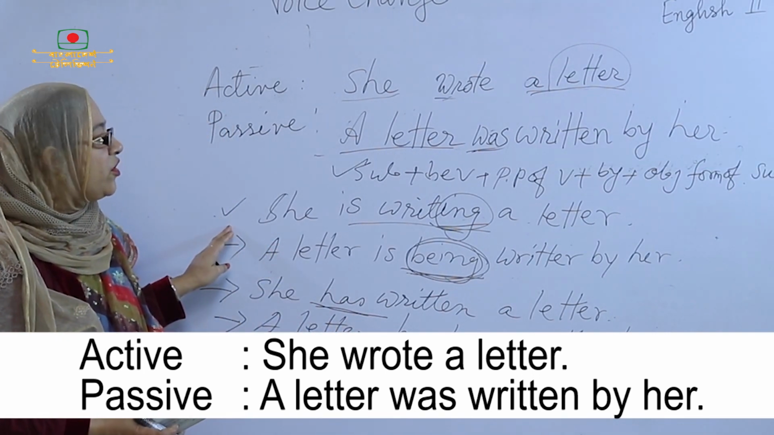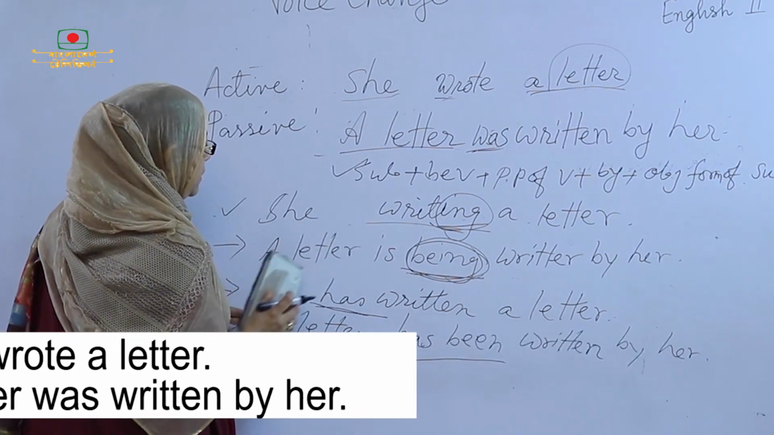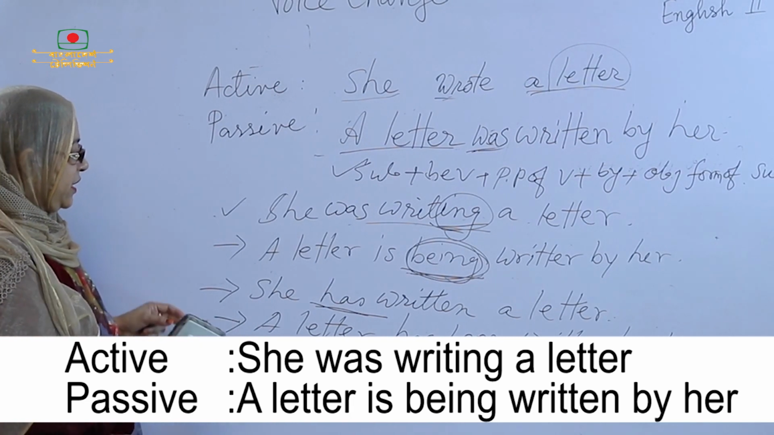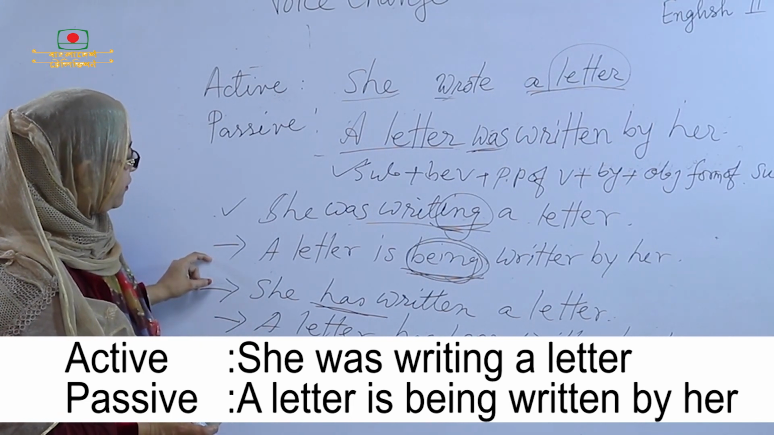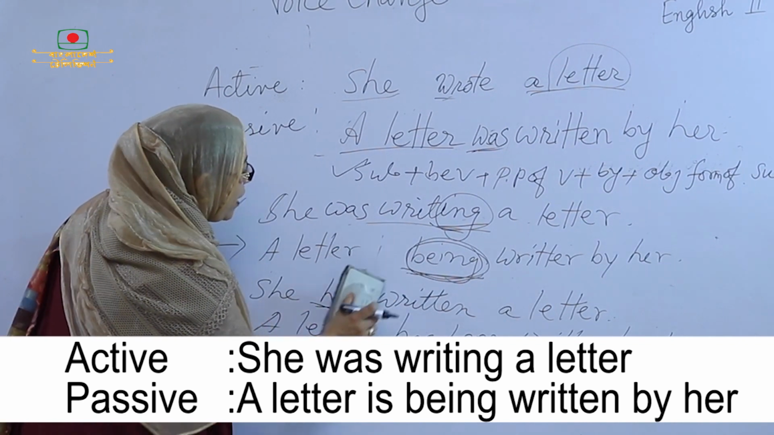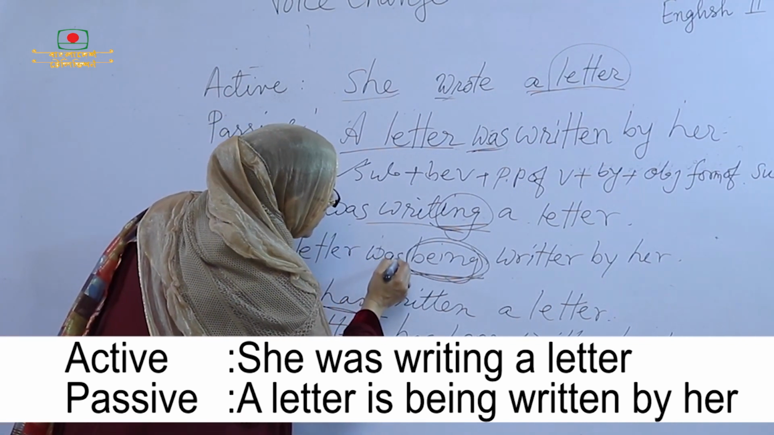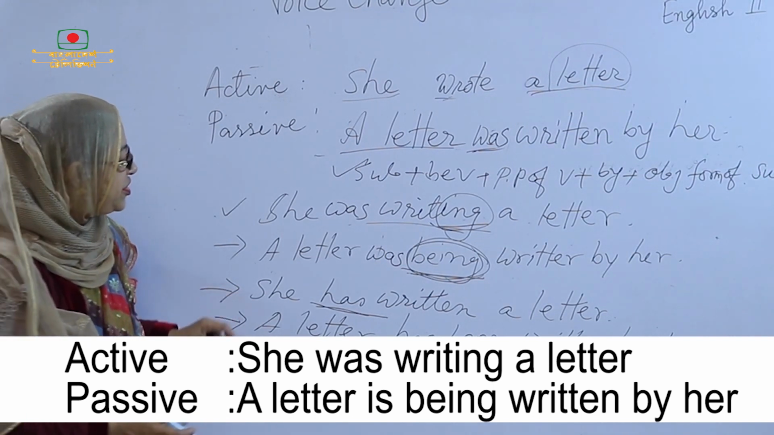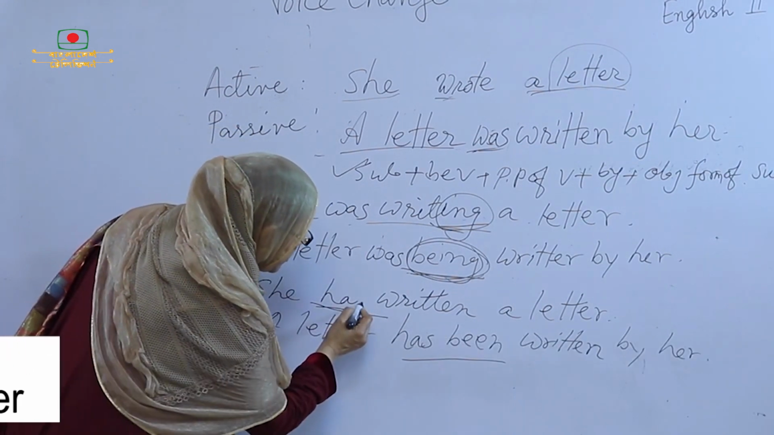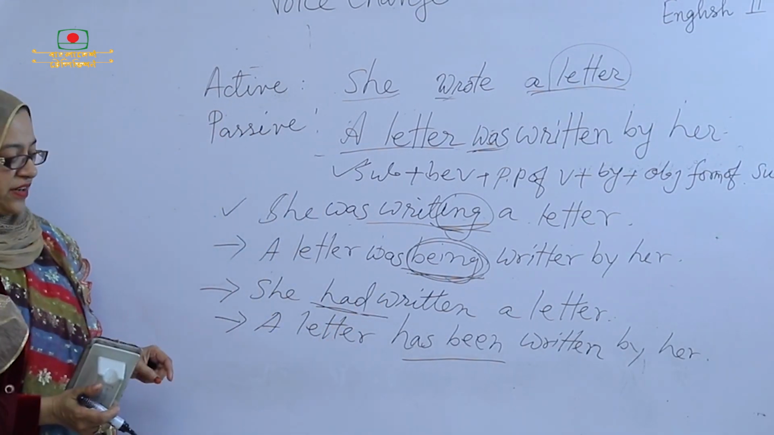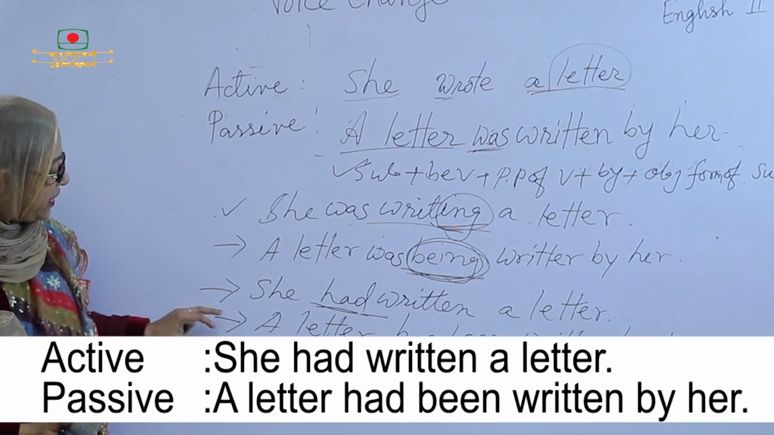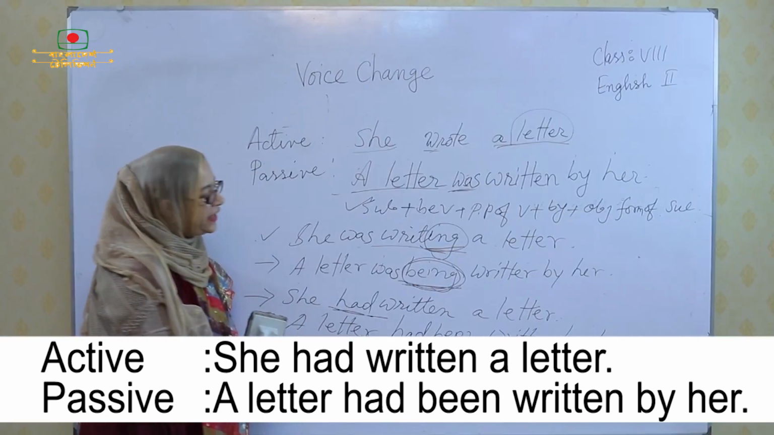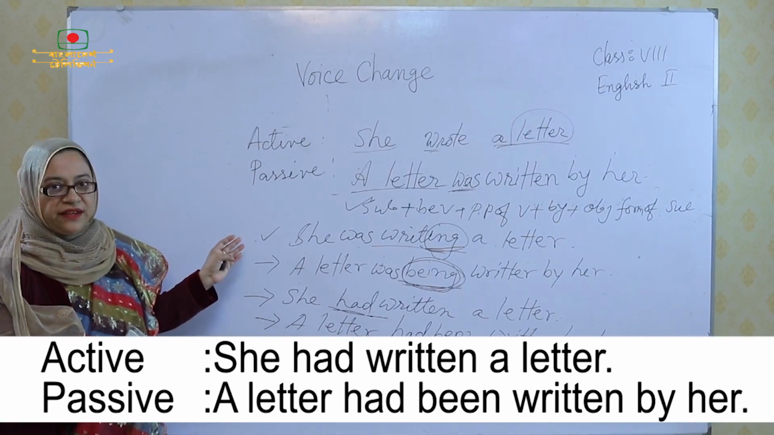And then we see the continuous form, past continuous: she was writing a letter. When I change it into passive, I only change to "a letter was". A letter was being written by her. And then the perfect form, past perfect: she had written a letter. When we turn it into passive, we only change to "a letter had been". So it is easy, very easy if you concentrate on it.